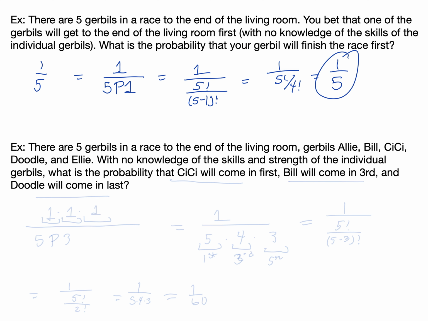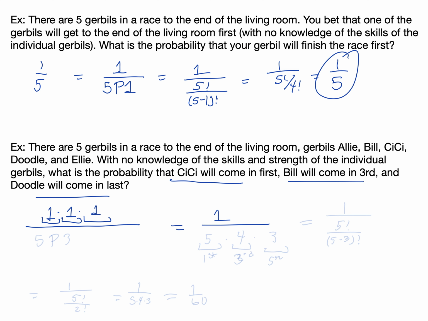Second, there are 5 gerbils in a race to the end of the living room. With no knowledge about the particular gerbils, again, what is the probability that a particular one will come in first, a particular one will come in third, and a particular one will come in last? So again, we're talking about one ordering. So, Cece coming in first, and Bill coming in third, and Doodle coming in last. There's only one way for this particular sequence of events to occur.